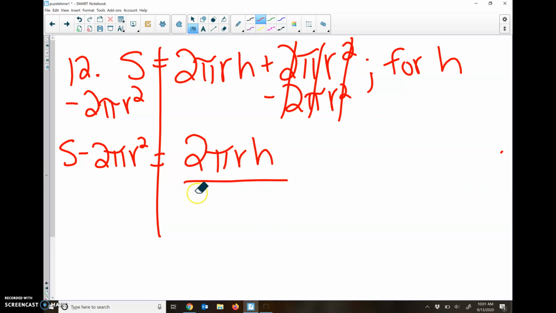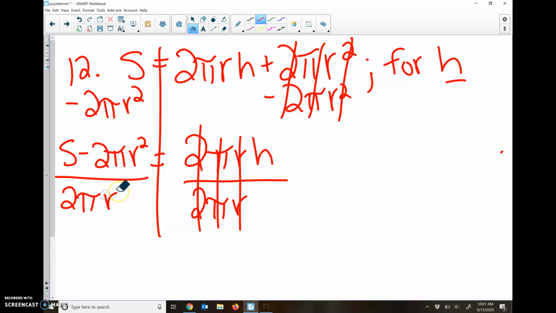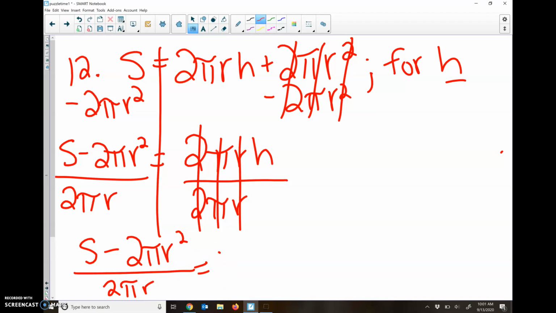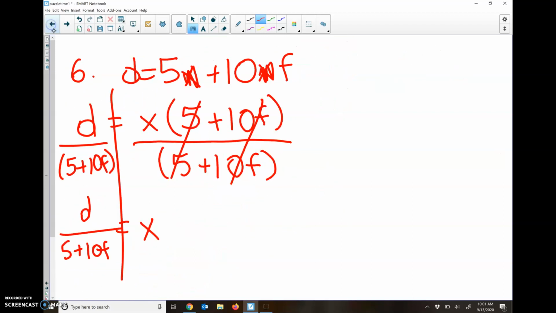So it was times, times, times, so I'm going to divide, divide, divide, everything except for the h, because we want to solve for h. So r divided by r, pi divided by pi, 2 divided by 2, they all cancel. So divide by 2 pi r over here. So my final answer is going to be s minus 2 pi r squared over 2 pi r, and that equals h.